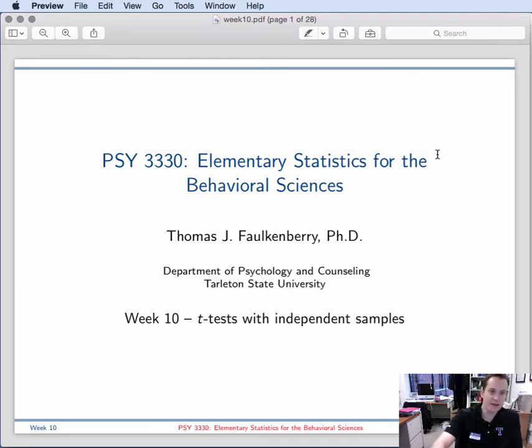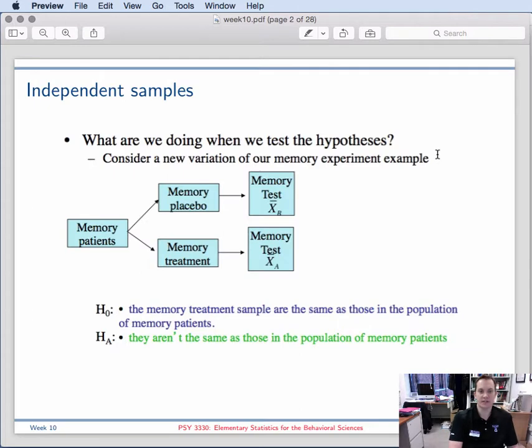This week we're going to talk about t-tests and how you do t-tests with independent samples. We'll see exactly what that means in just a second. What we're doing is basically the same hypothesis testing stuff that we've been doing for several weeks now, so it's not going to take long to go through this. We're just going to extend that technique to one specific situation.